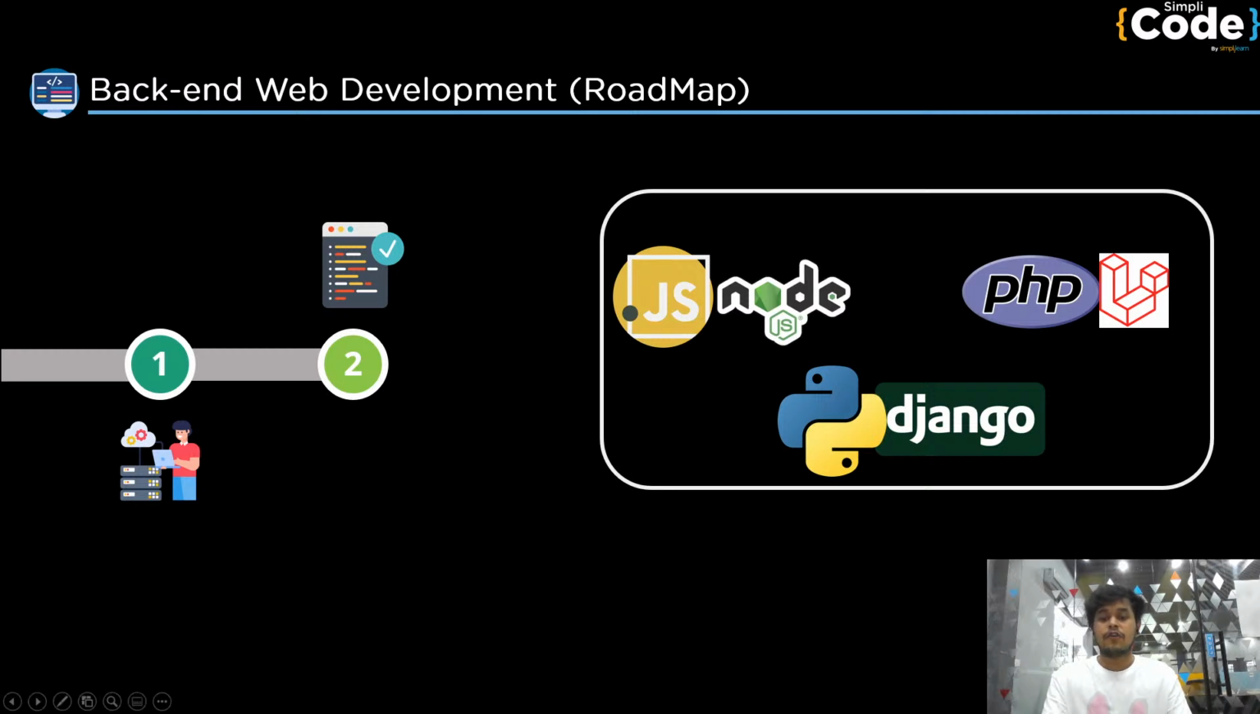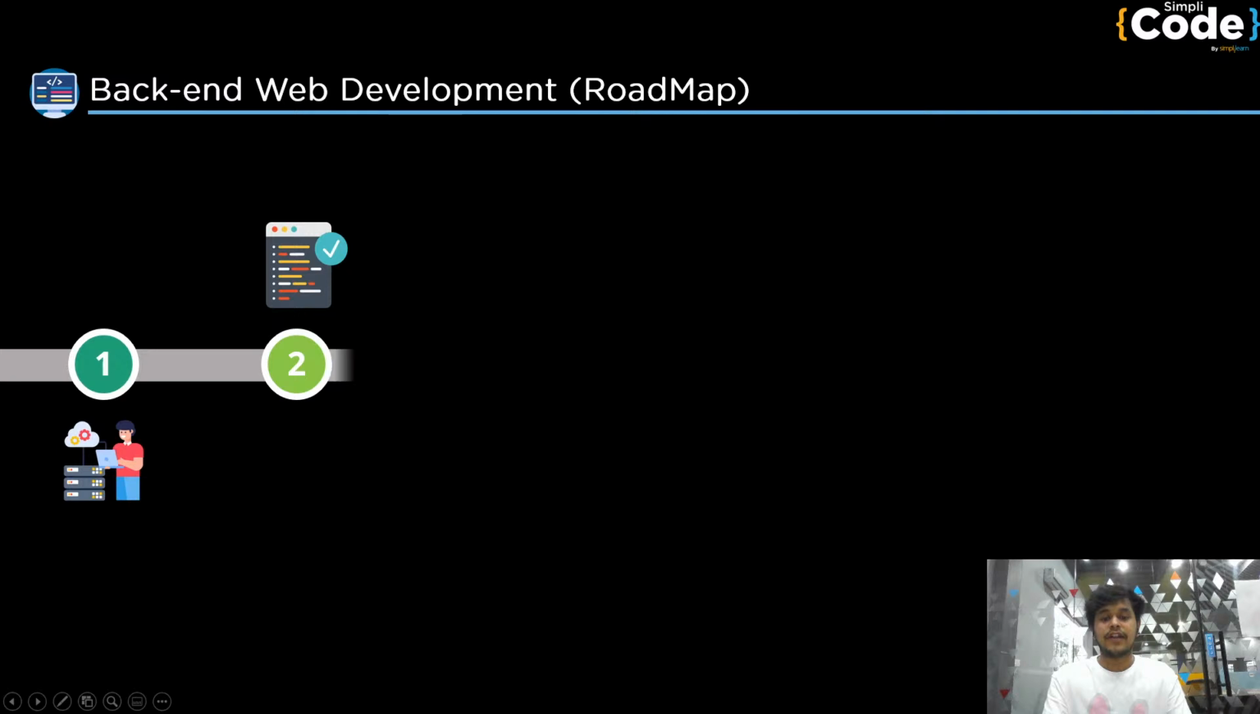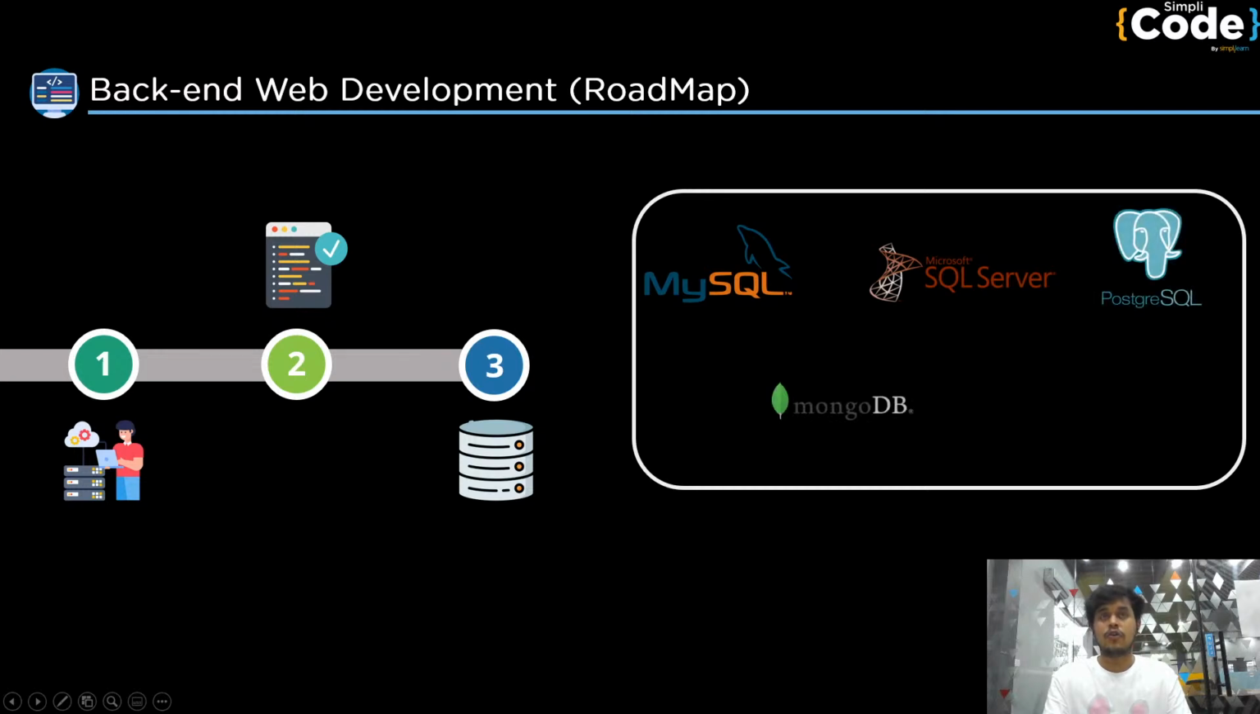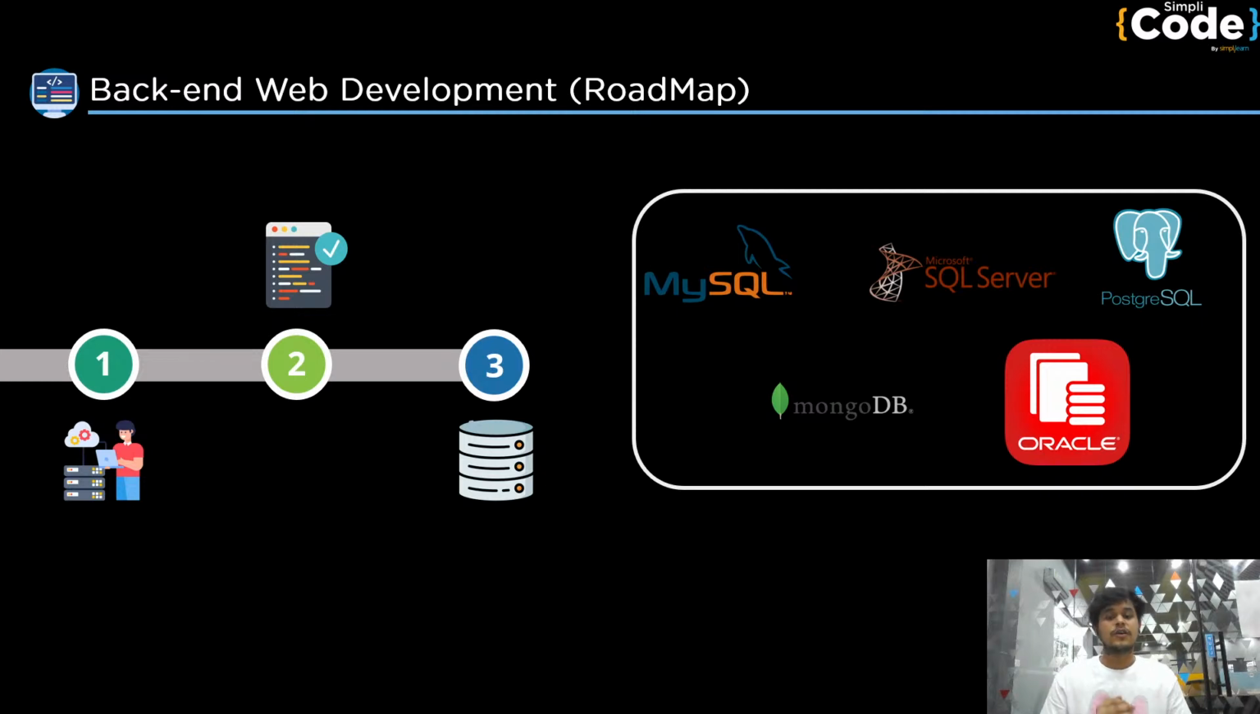To get data from a database, a backend developer writes code that does the relational mapping. Among the most popular database management systems are MySQL, SQL Server, PostgreSQL, MongoDB, and Oracle database. You must be quite familiar with how they operate.